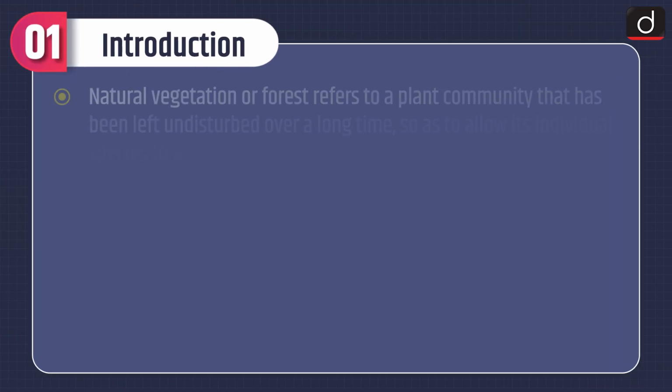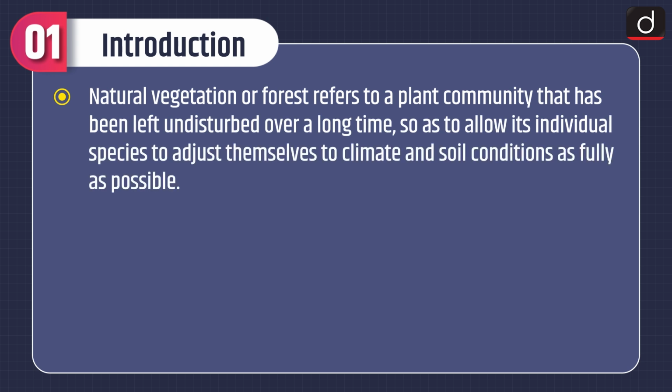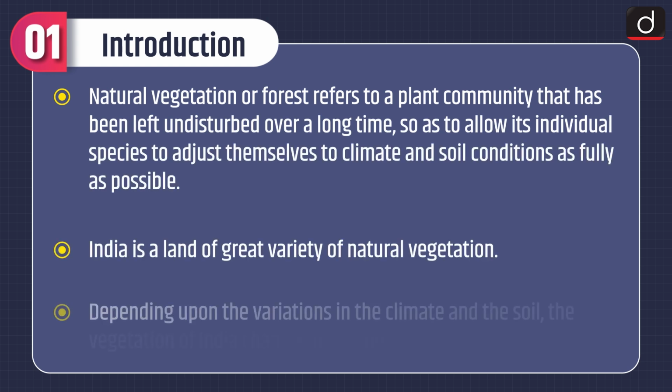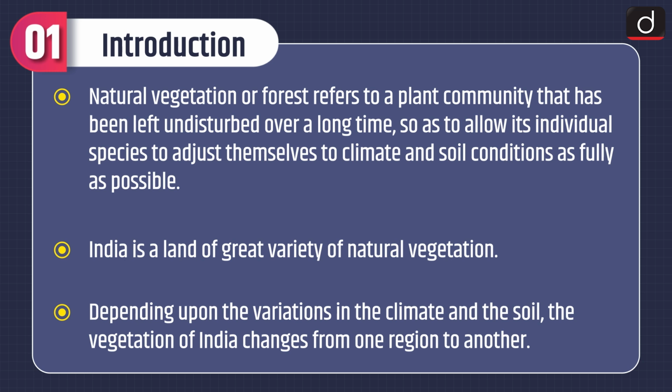First of all, moving on to the introduction of the topic. Natural vegetation or forest refers to a plant community that has been left undisturbed over a long time so as to allow its individual species to adjust themselves to climate and soil conditions as fully as possible.